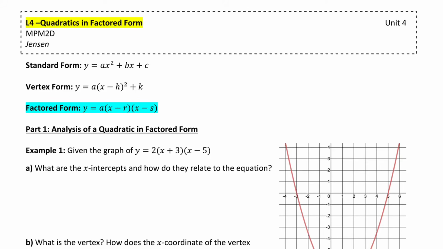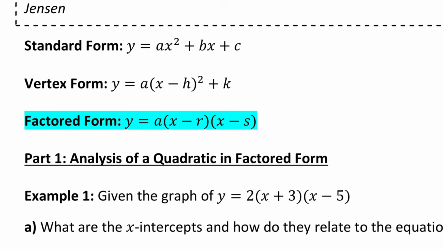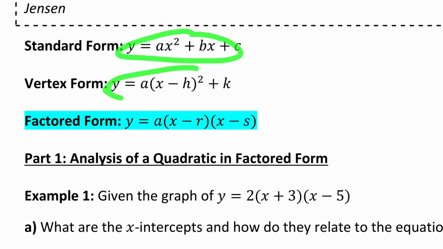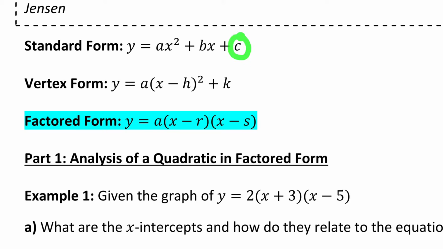Here's lesson 4, quadratics in factored form. Earlier in the unit, we looked at quadratics in both standard form and vertex form. And you learned that in the standard form equation, the c value tells you the y-intercept of a quadratic. In vertex form, the h and k parameters tell you the coordinates of the vertex. And in both of the formats, the a value tells you the direction of opening.